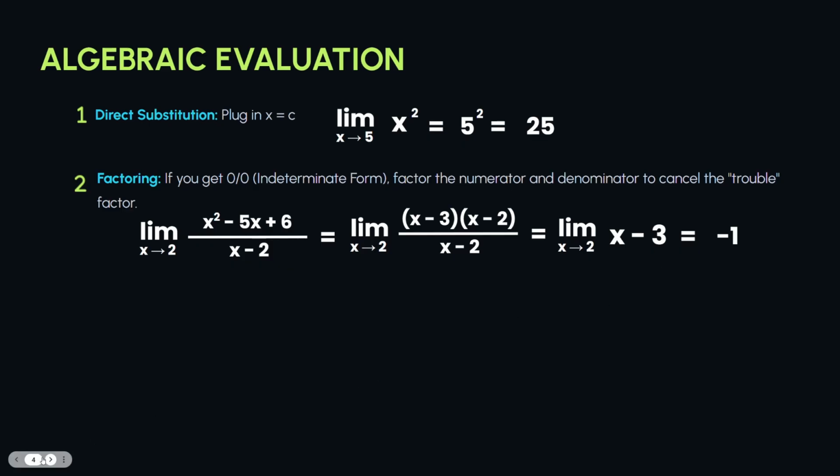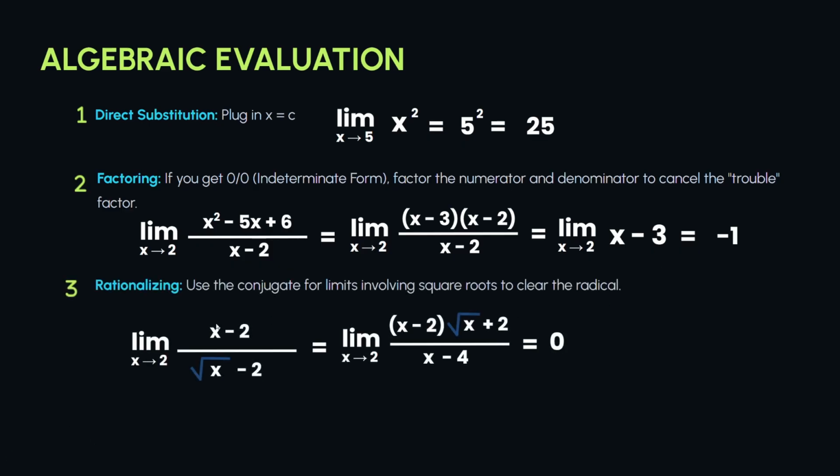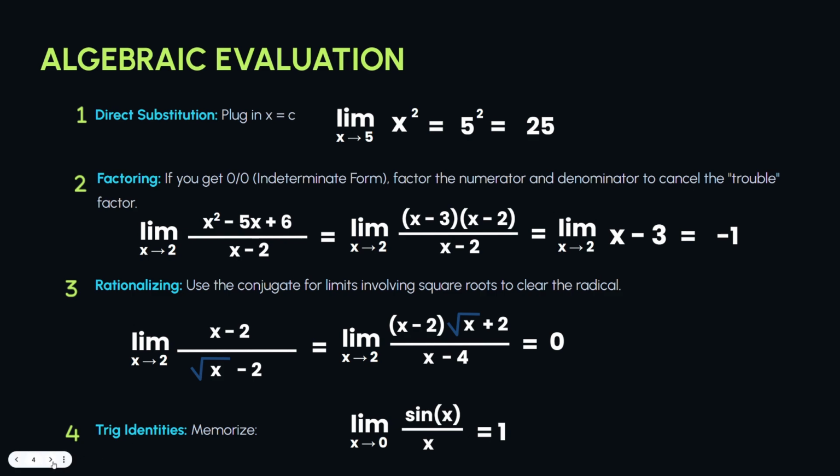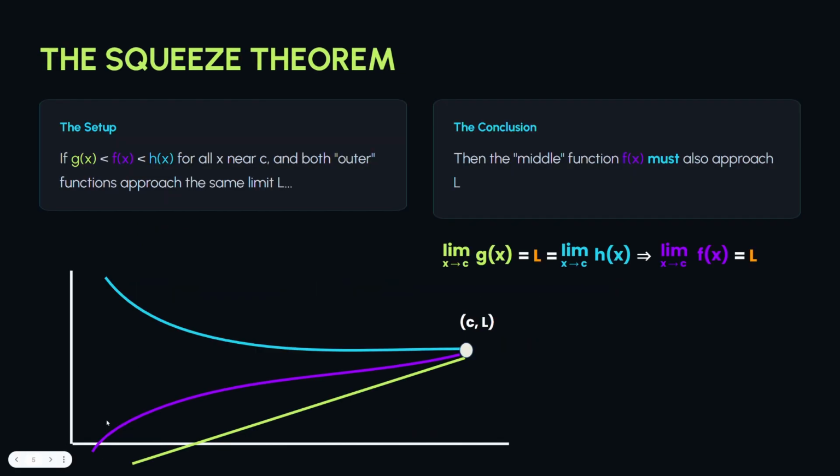Second, you can try rationalizing. Use the conjugate for limits involving square roots to clear the radical. The conjugate is just the term with a flipped sign to create a difference of squares. In this case, root x minus 2 has the conjugate root x plus 2. Lastly, make sure to memorize the limit as x approaches 0 of sine of x divided by x, which equals 1. We'll explain why in Unit 4.